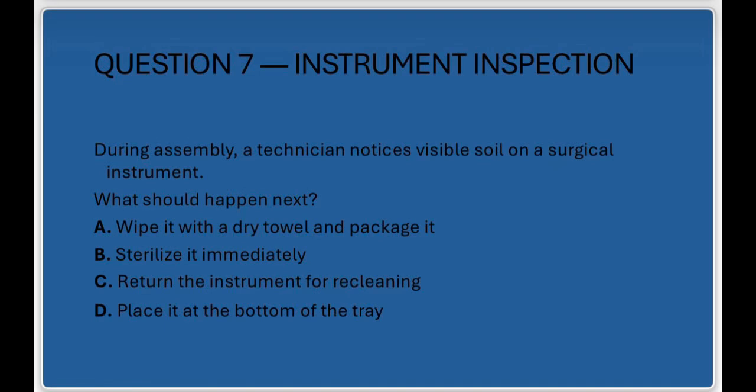Question 7. During assembly, a technician notices visible soil on a surgical instrument. What should happen next? Option A, wipe it with a dry towel and package it. Option B, sterilize it immediately. Option C, return the instrument for cleaning. Option D, place it at the bottom of the tray.